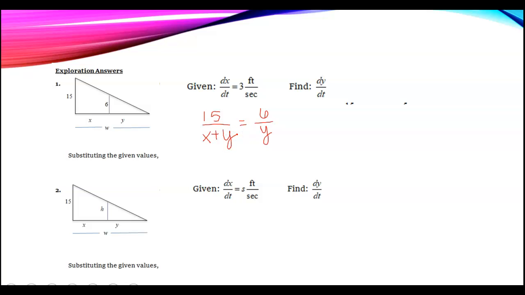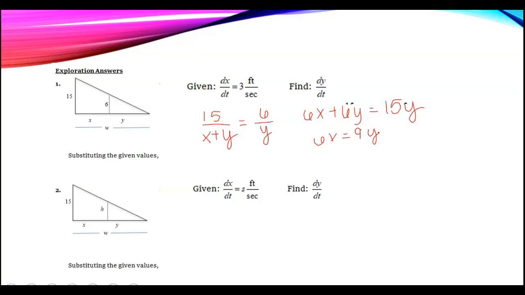So now, what do you do when you have a proportion set up like this? Cross multiply. Good. And then we'll take the derivative. So at that point, you would cross multiply, combine like terms: 15y equals 6x plus 6y, so I would subtract over the 6y, and you get 6x equals 9y.